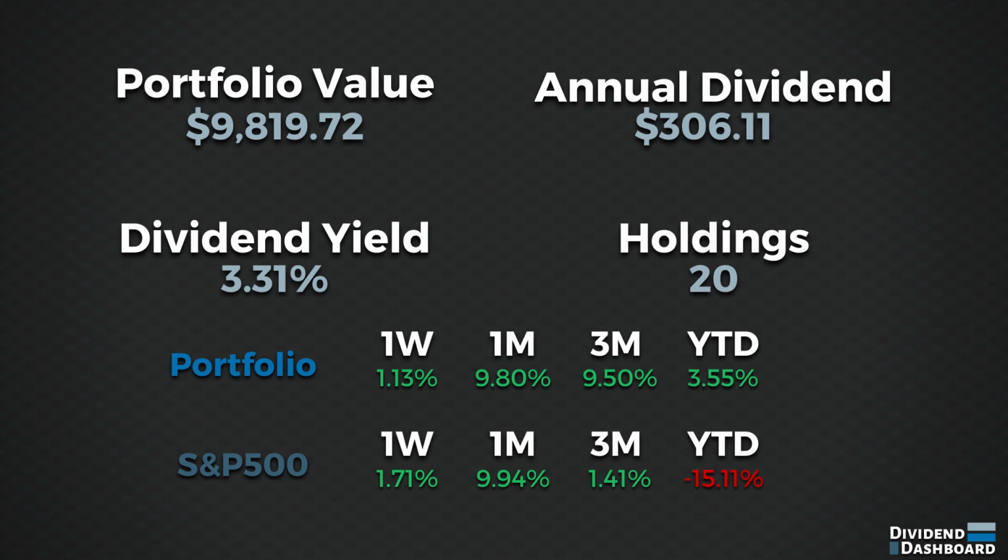Performance-wise versus the S&P 500, I cannot complain at all. Over the short term, we go toe-to-toe with the benchmark, but as the time horizon expands, we can see the difference to be noticeable. Year to date, we are up 3.55% versus 15% down for the S&P. Portfolio is performing good so far.